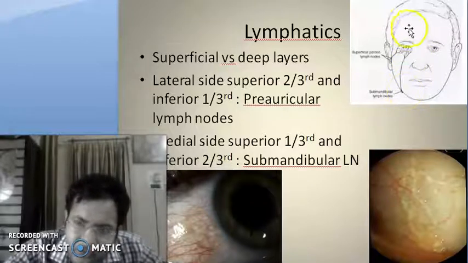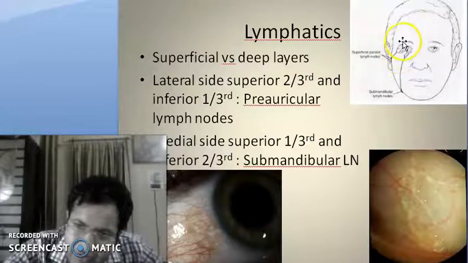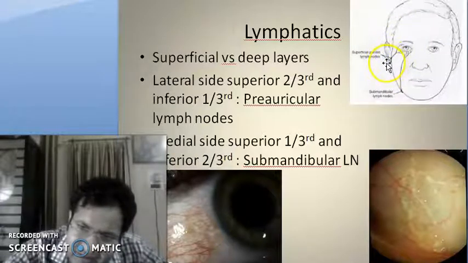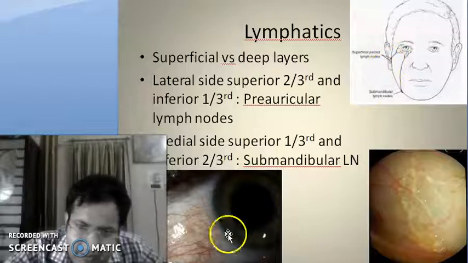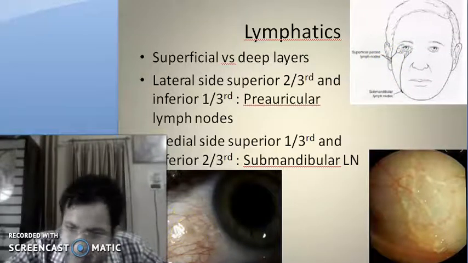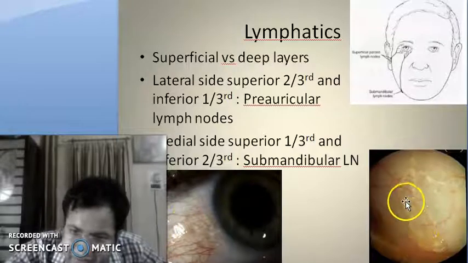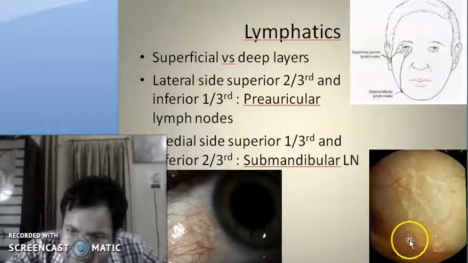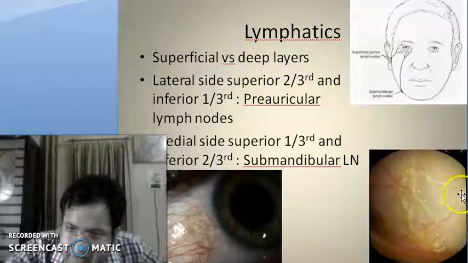What is the importance of this? Because of the conjunctivitis, these lymph nodes can swell up. We can see the lymphatics here of the conjunctiva easily, and this is a lymphangiectasia of the conjunctiva as seen in this clinical picture.